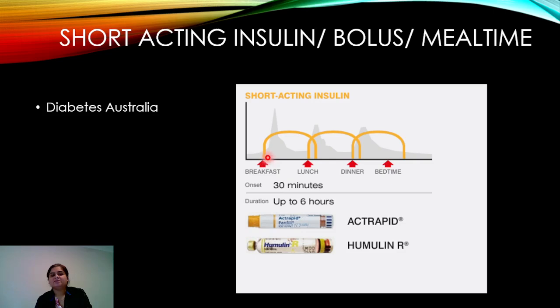Just before the meal, this is given, and then the effect wanes off around the next meal time, and then again at lunch it's given, the effect wanes off at the next meal time, and then again at dinner and the effect wanes off. So these are mealtime insulins.